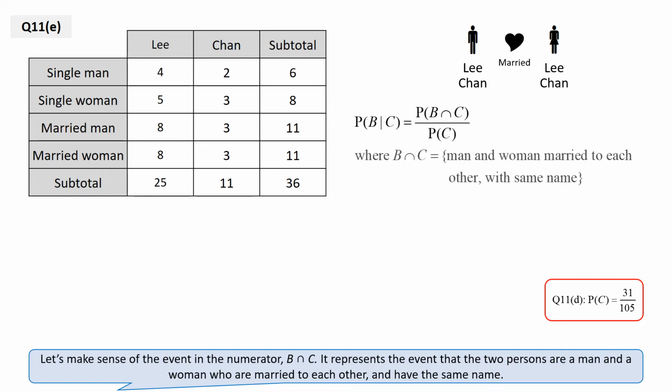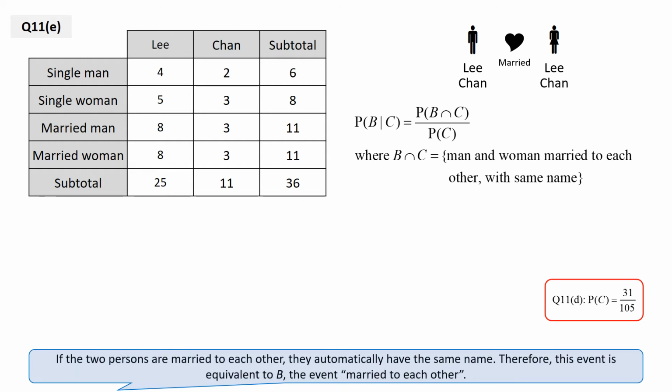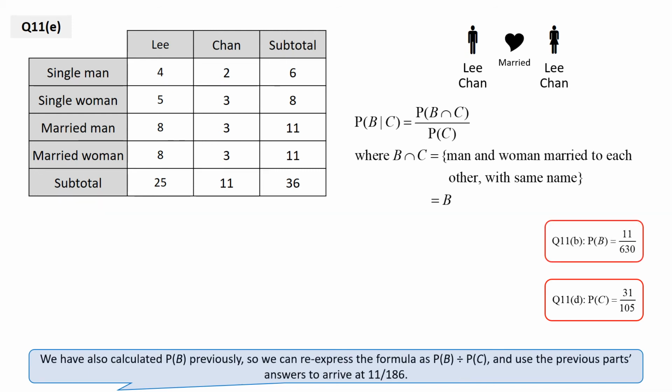It represents the event that the two persons are a man and a woman who are married to each other and has the same name. If the two persons are married to each other, they automatically have the same name. Therefore, this event is equivalent to B, the event married to each other. We have also calculated the probability of B previously, so we can re-express the formula as probability B divided by probability C, and use the previous part's answers to arrive at 11/186.